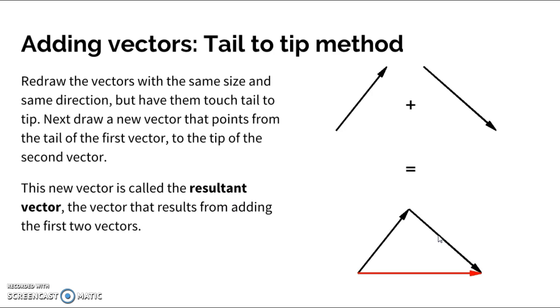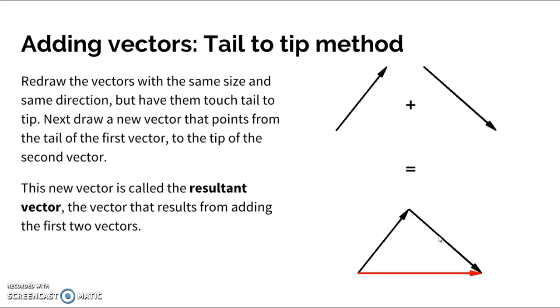When it comes to vectors, we will be adding vectors a lot in this class. To add vectors, there are multiple methods. We're just going to talk about the tail-to-tip method. In this case, what you're going to do is redraw your vectors. In physics and mathematics, you can redraw a vector. A vector is identical to another vector if it has the same length and same direction. So as long as you draw it with the same length and same direction, the vector is going to have the same value.